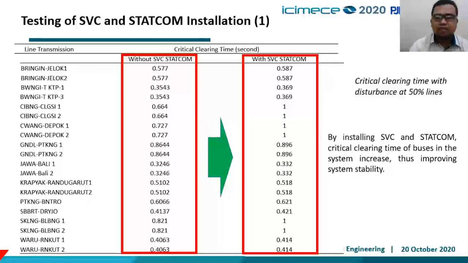So, how do we prove that the simulation have a good impact? We can test with two parameters. Parameter 1 is critical clearing time. We simulate a system with disturbance at 50% lines. By installing SVC and STATCOM, critical clearing time of buses in the system increase, thus improving system stability.